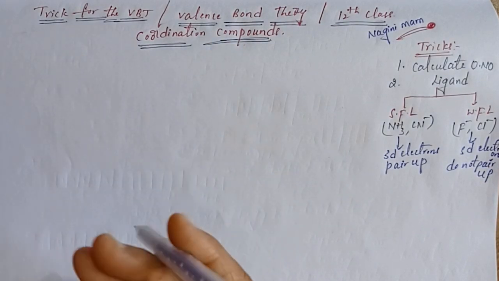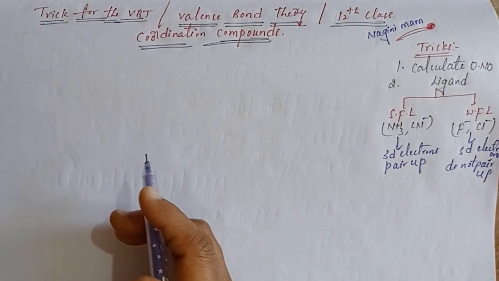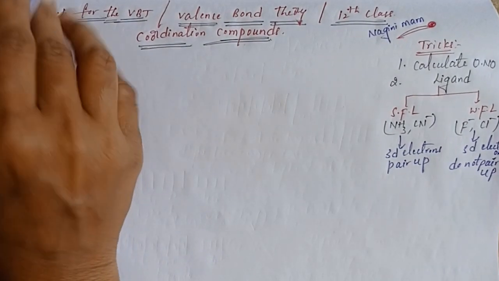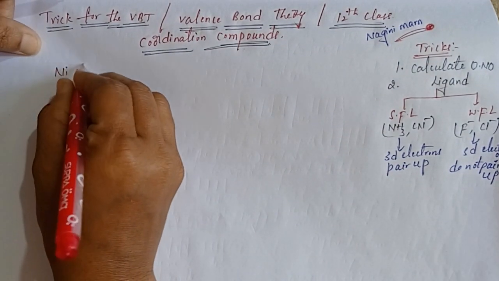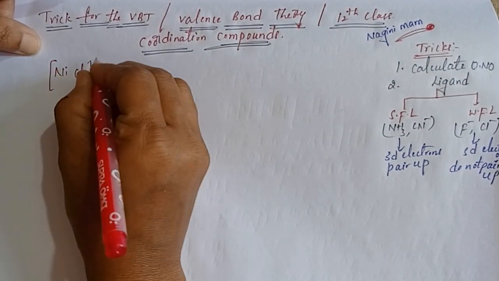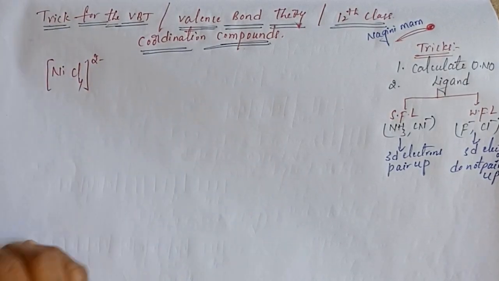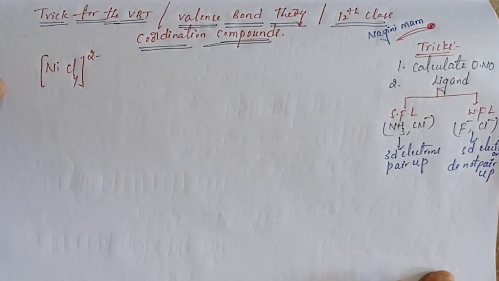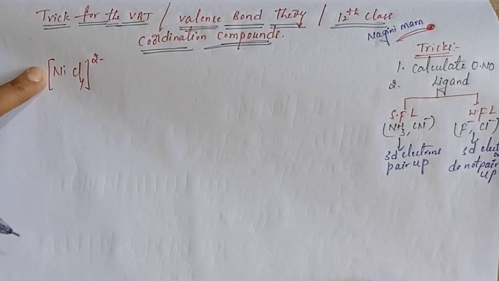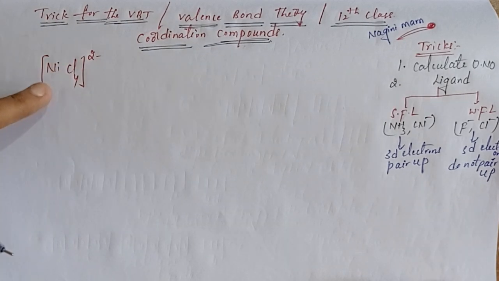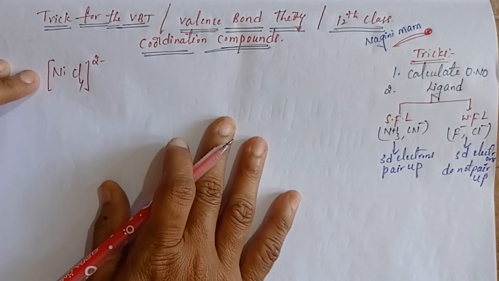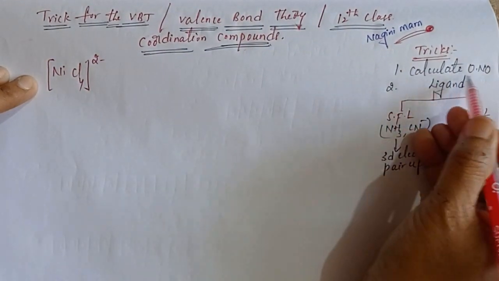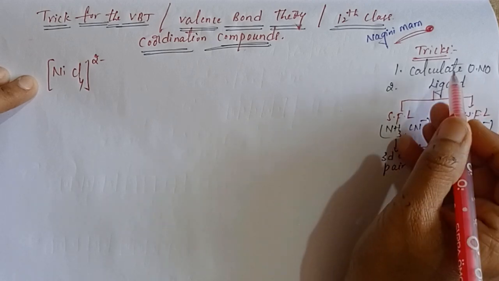So the complex is NiCl4 2 minus. For this complex we have to find the geometry, hybridization, magnetic nature, all of that. So first, trick number 1: calculate the oxidation number of the central metal atom.